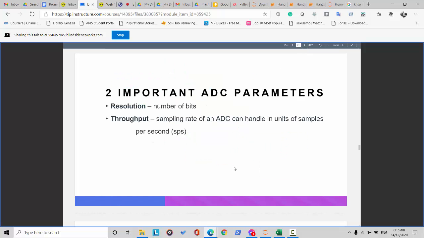The two important ADC parameters are resolution, or the number of bits, and throughput, which is the sampling rate that the analog to digital converter can handle, in units of samples per second, or SPS. So we have the resolution and the throughput.